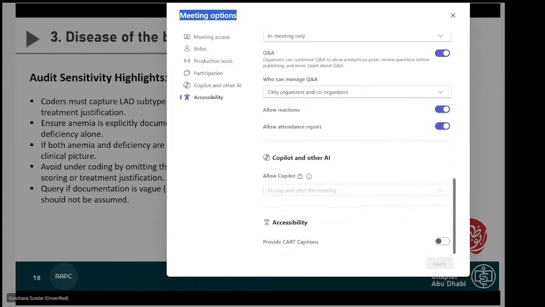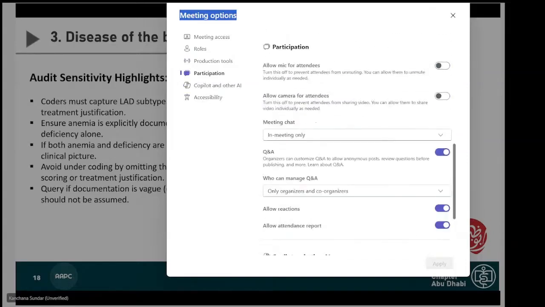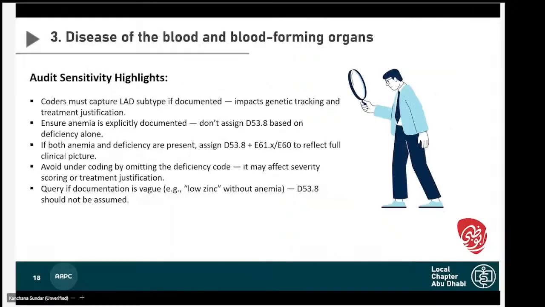Ensure anemia is explicitly documented and don't assign D53.8 based on deficiency alone. You have much more specificity available in this aspect. And if both anemia and deficiency are present, there is definitely an opportunity to code both. And please ensure that you're checking in the document that both are given attention. And coding this will definitely reflect a full clinical picture of your patient. And avoid any undercoding by omitting the deficiencies.